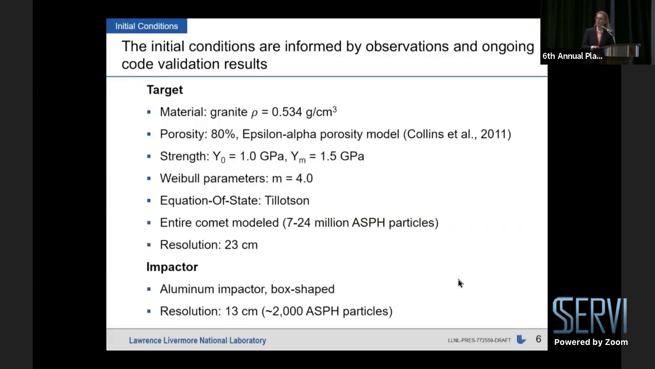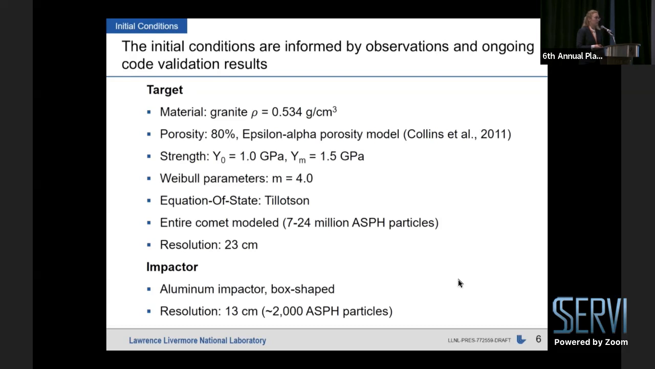The initial conditions are informed by what we think we know about comets, that they are highly porous objects. So for our simulations, we used an 80% porosity. We also used granite as our material of choice to be consistent with our previous case studies. I think Kathy went over that earlier, that the preceding case study looked at an object that was representing Didymos B for the DART mission, and they used granite as their material of choice.